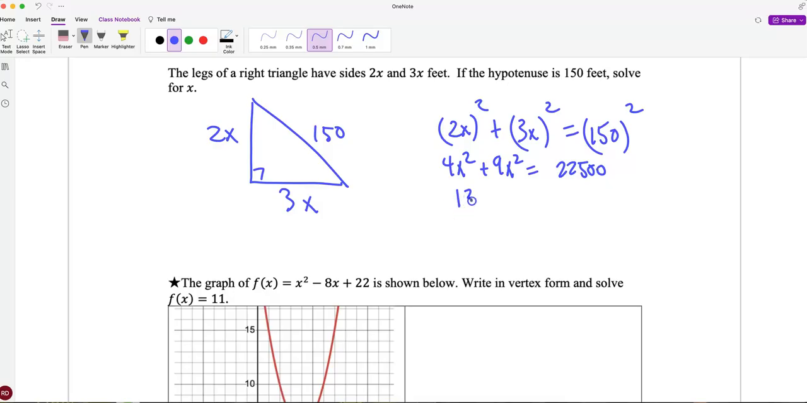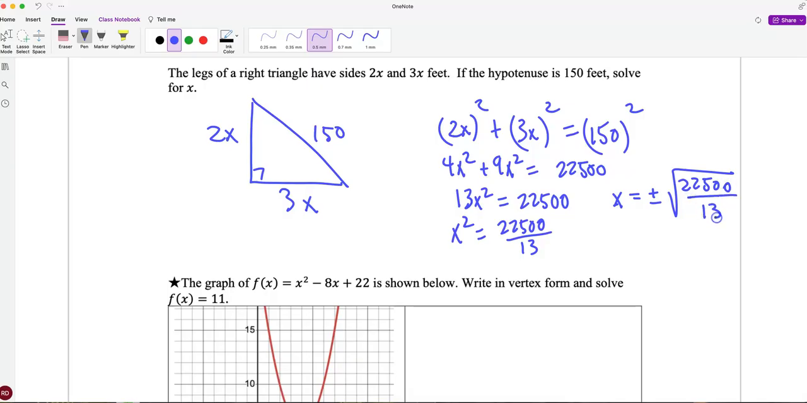So 13x squared equals 22,500. So x squared equals 22,500 over 13. So x is going to be plus or minus the square root of that, the square root of 22,500 over 13.